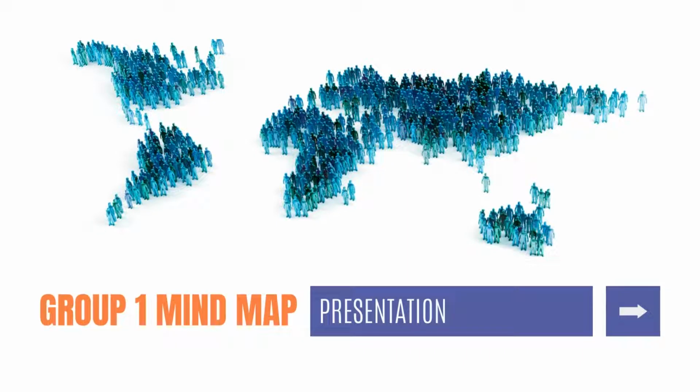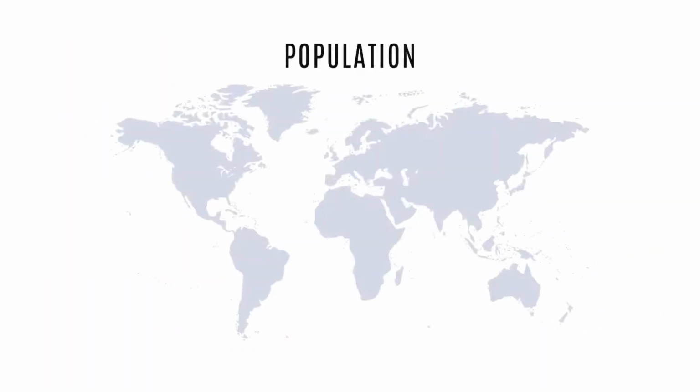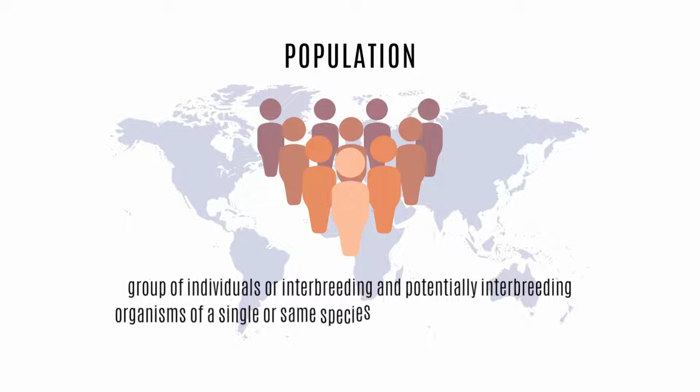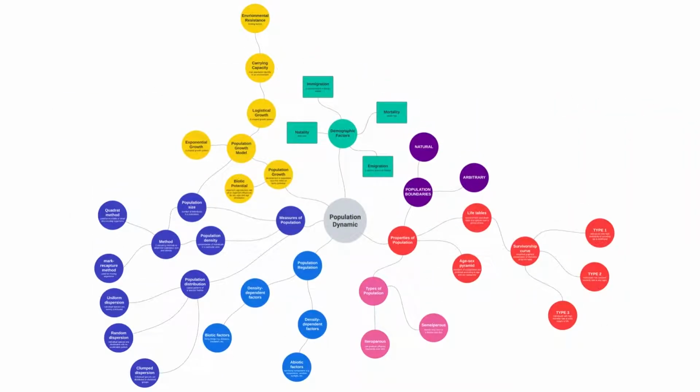First, let us define what population is. According to the lecture for this module, population is the group of individuals or interbreeding and potentially interbreeding organisms of a single or same species living in the same general area. Now, there are population dynamics that affect the population over time, which are illustrated in our mind map.